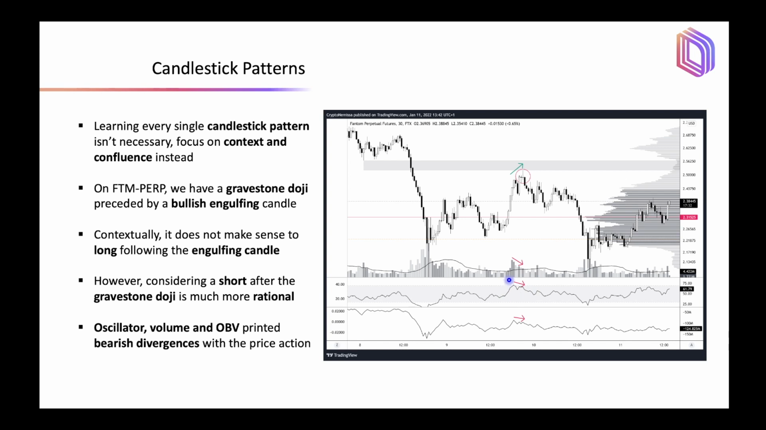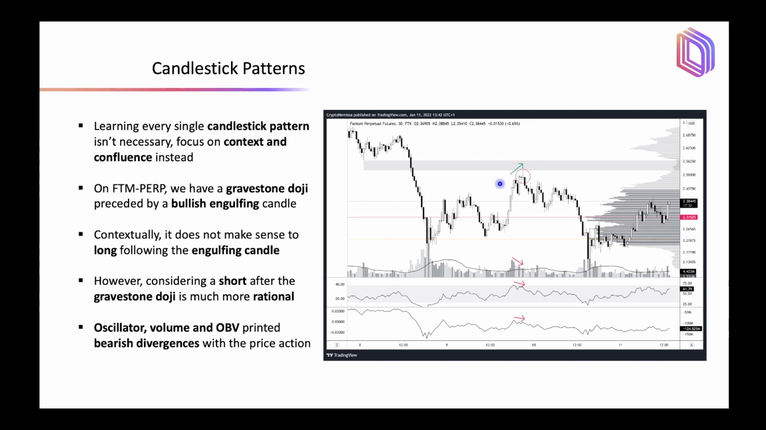Same thing with the oscillators. We have a bearish divergence right here, and we can see the same thing on the unbalanced volume. So you have like three types of divergences here, plus the fact that in terms of price action, we're reaching a low volume area. So this should lead you to conclude that it's not necessarily the best place to long.